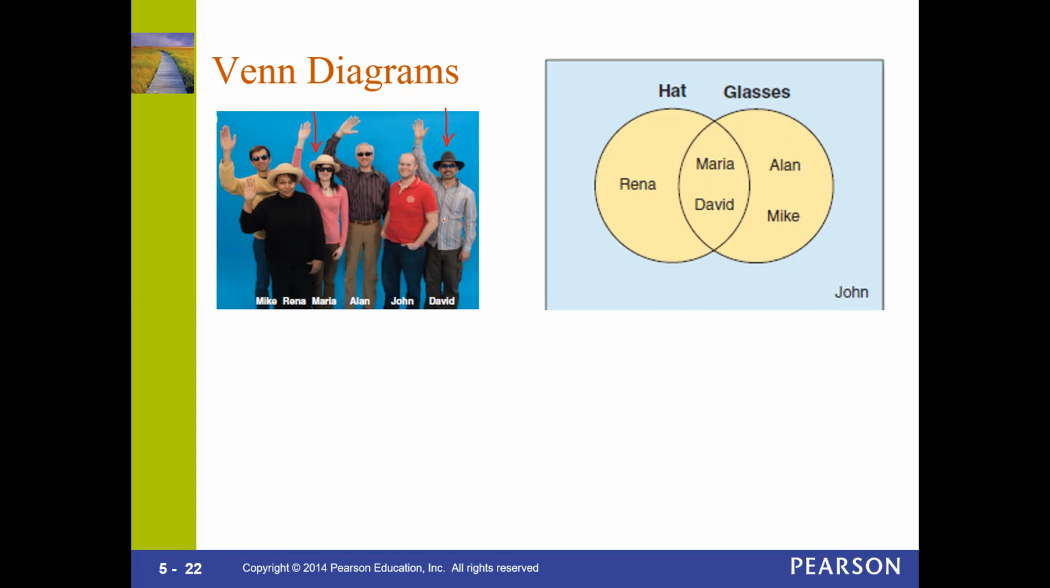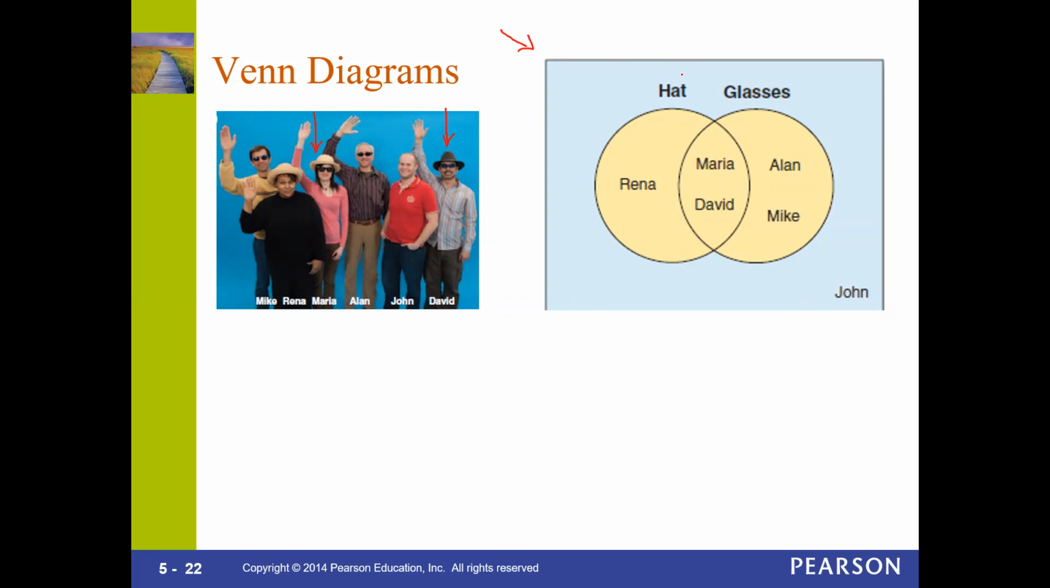Reina only has a hat, no glasses, which is the one in black. John has nothing, which is the guy with the red shirt. So he doesn't have any hat, doesn't have any glasses, okay? So sometimes you can stumble on a graph just like this. You might not see the picture, but you can have something like this to work on it, okay?